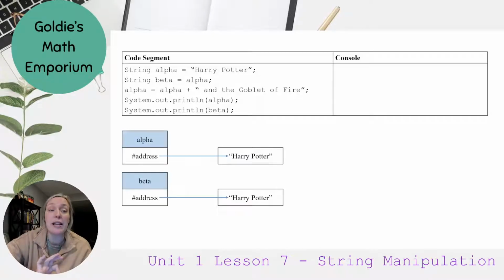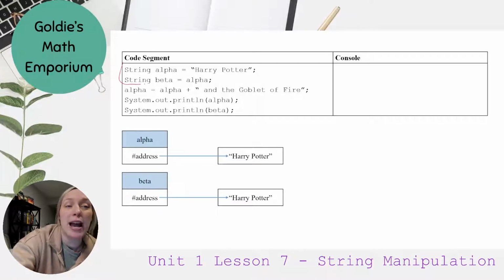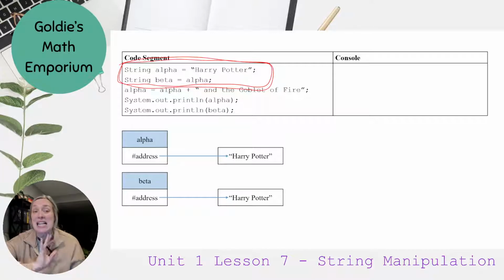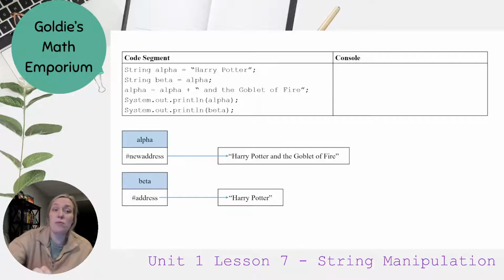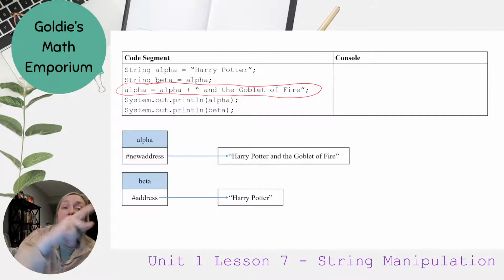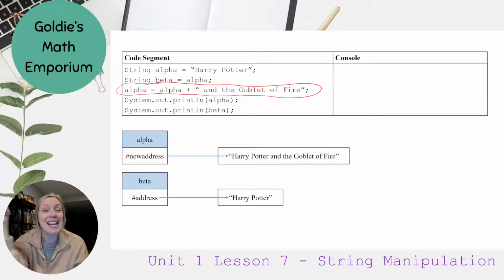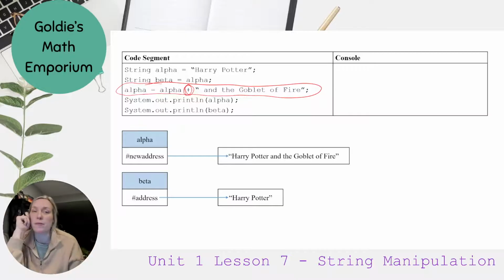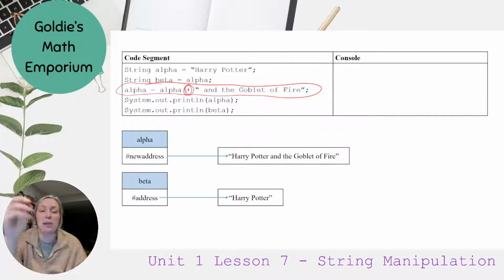So if I have alpha equals Harry Potter, and beta equals alpha, this is what happens in memory with these two lines. When I do beta equals alpha, that's taking a copy of what alpha is and putting it into beta. Now, when I change alpha, I take what alpha was, which was Harry Potter, and I concatenate it with " and the goblet of fire". So I have Harry Potter and the goblet of fire.